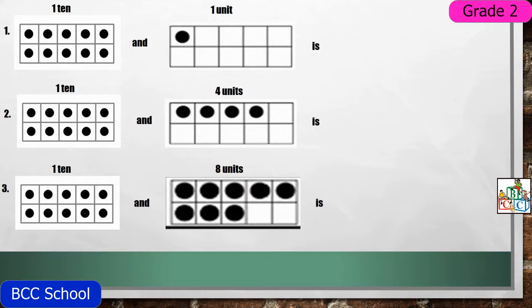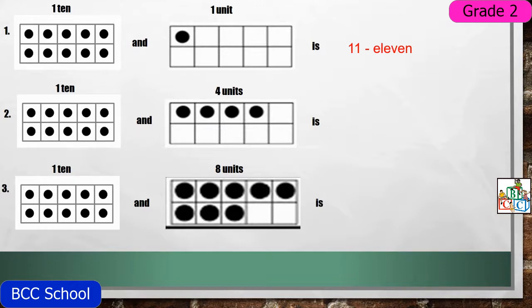So, tell me, one 10 and 1 unit. How much is one 10 and 1 unit? If you count all the dots together, we will have 11. How much? 11. How do we spell 11? E-L-E-V-E-N, 11. One more time. E-L-E-V-E-N, 11.